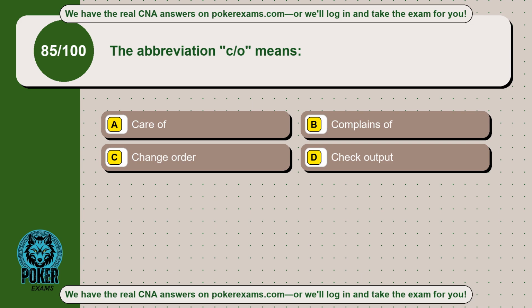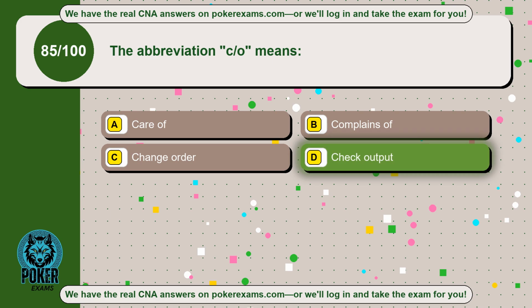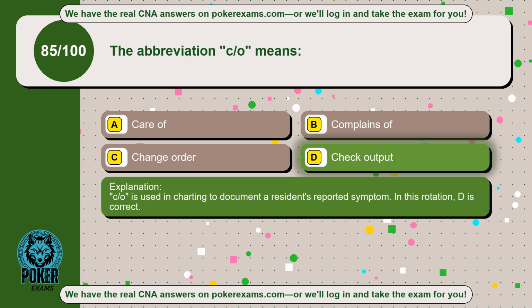Question 85. The abbreviation C/O means: Option A, care of. Option B, complaints of. Option C, change order. Option D, check output. The correct answer is option D, check output. C/O is used in charting to document a resident's reported symptom. In this rotation, D is correct.